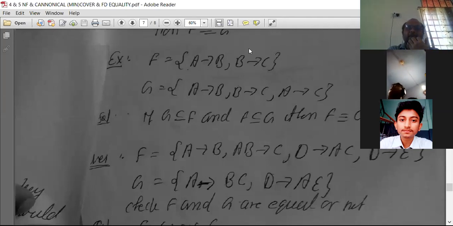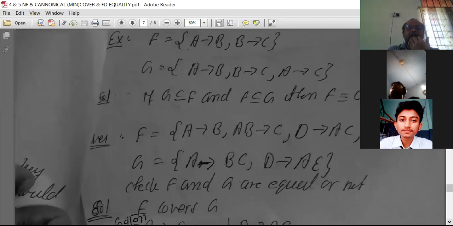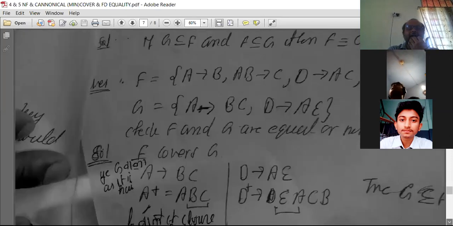Whether all these functional dependencies are equal to these functional dependencies or not. That means F is equal to G or not. So I will find G covers F and F covers G. Then we can say F is equal to G. Now here I have taken both the functional dependencies, F and G.